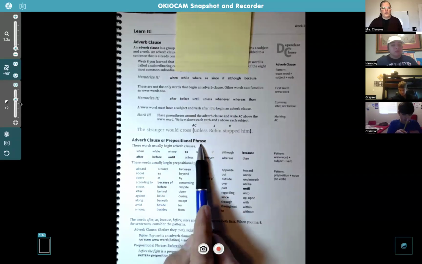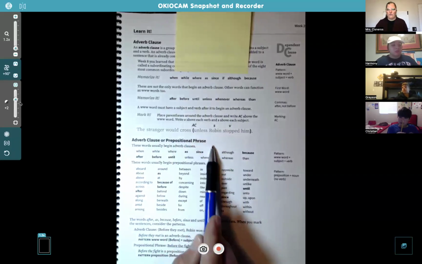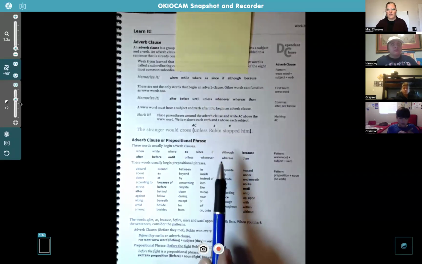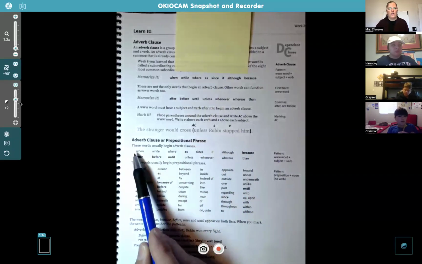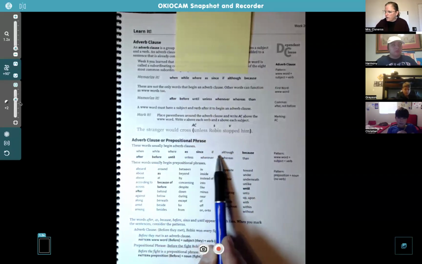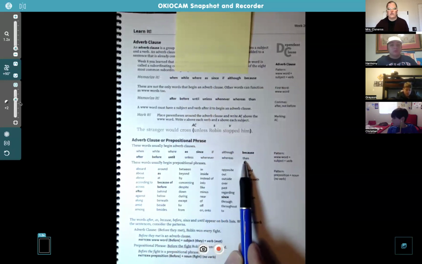Here at this part of the page, it talks about adverb clause or prepositional phrase because English is already hard. You know that. It's hard to learn all the rules. Well, then we've got words that are in two different lists here. That makes it even harder. So notice all these words here we already know: when, while, where, as, since, if, although, because, after, before, until, unless, whenever, whereas, and than. Those are the adverb words, adverb clauses. That's the beginning of the adverb clause.